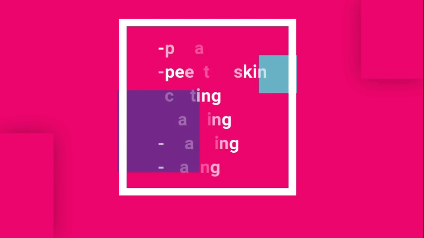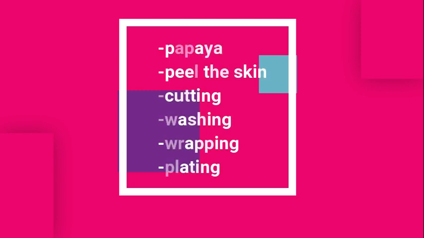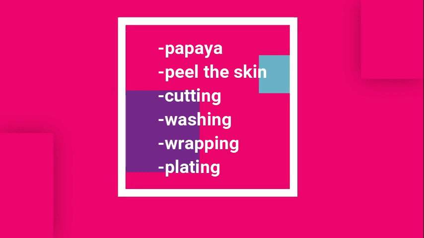The last menu is papaya. There are a few steps in serving the papaya. The first step is the papaya is received from the supplier, and then we peel the skin, cut, wash, wrap, and lastly we serve it to the patient. There are 3 HCP and 3 CP in serving the papaya.